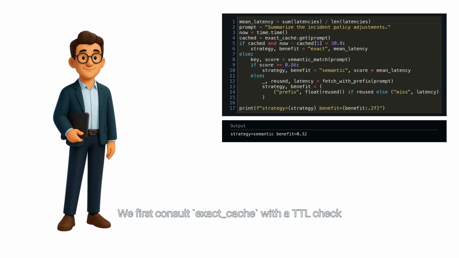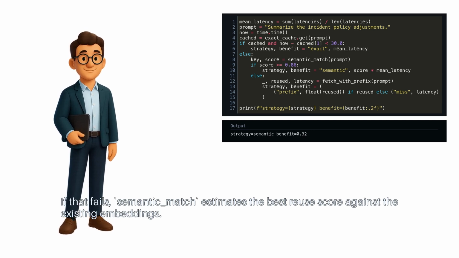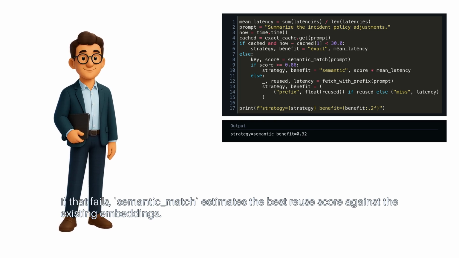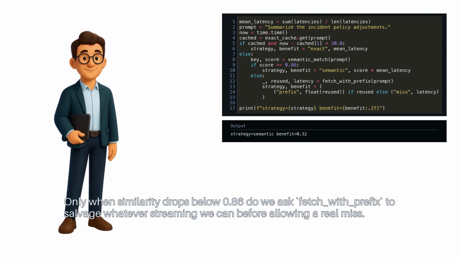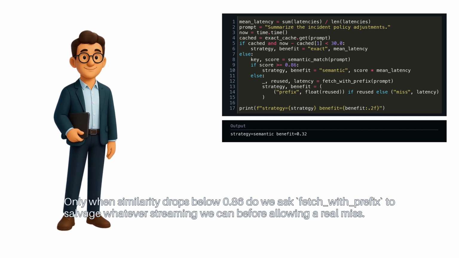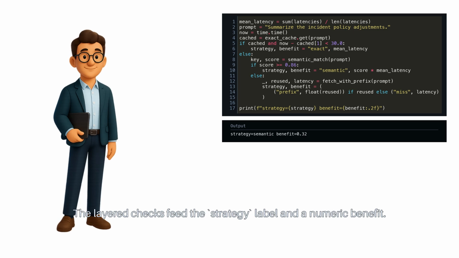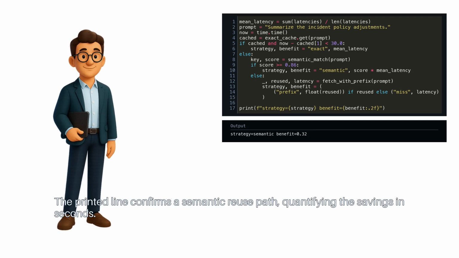We first consult exact cache with a TTL check. If that fails, semantic match estimates the best reuse score against the existing embeddings. Only when similarity drops below 0.86 do we ask fetch with prefix to salvage whatever streaming we can before allowing a real miss. The layered checks feed the strategy label and a numeric benefit. The printed line confirms a semantic reuse path, quantifying the savings in seconds.